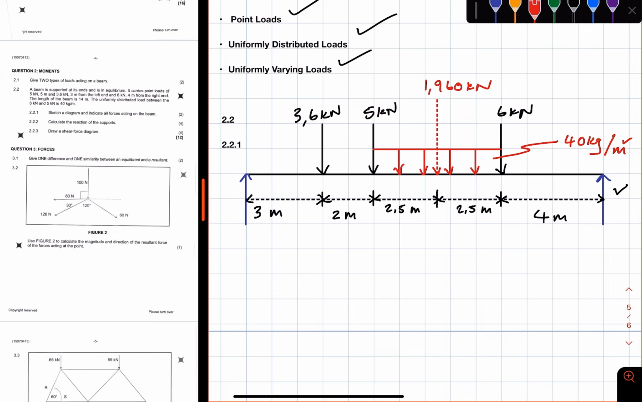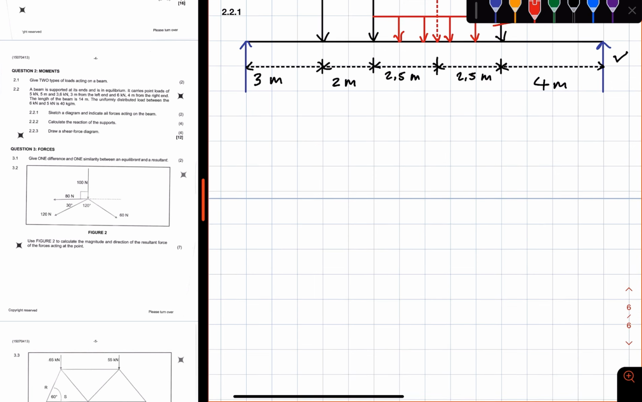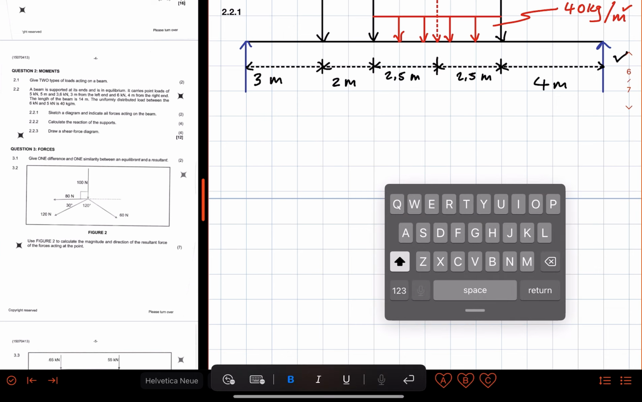Hence you see the weight of the beam, I've labeled it as being at the center of the span of the UDL. Right, so that is 2,2.1. Right, so now we move on to 2,2.